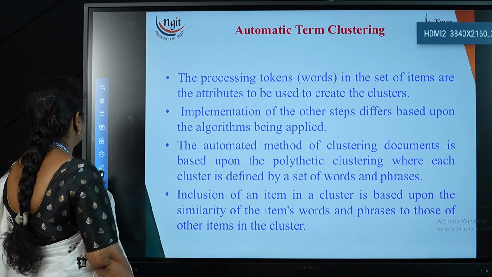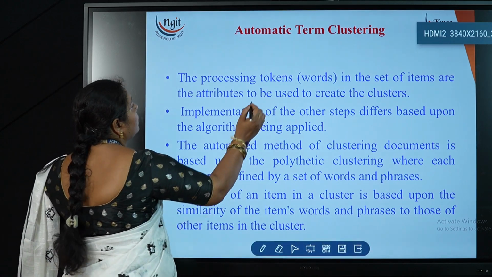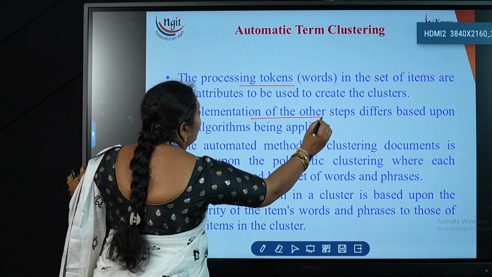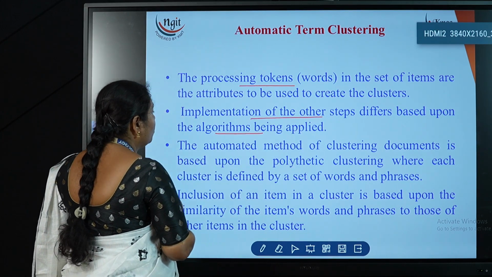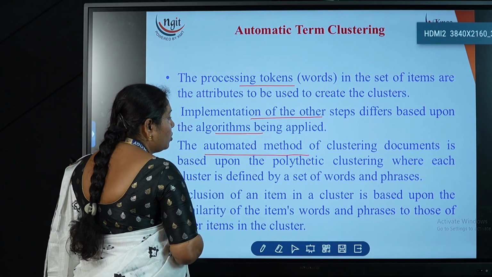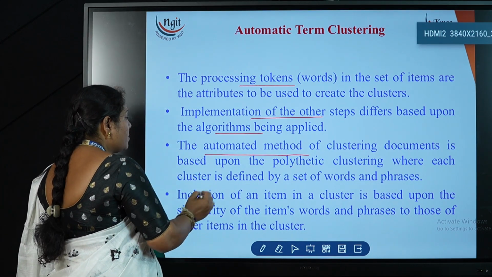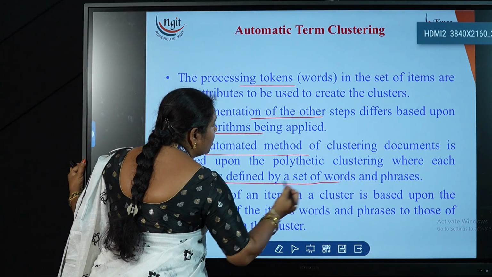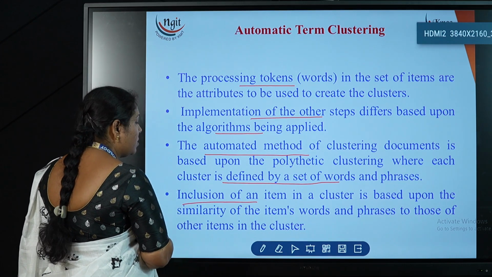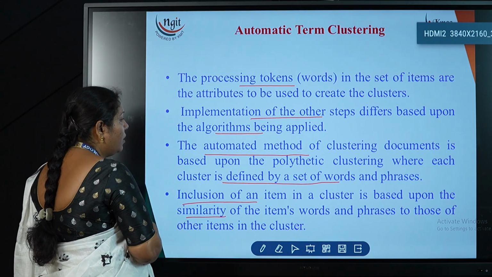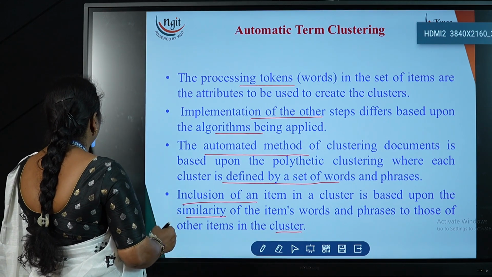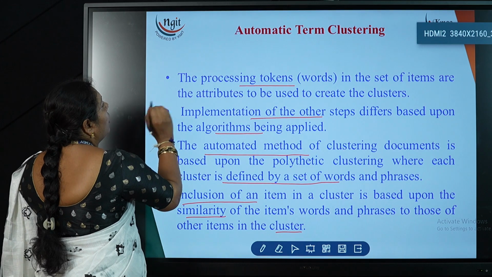The process starts with the collection of the tokens, whatever words we are using. Then you have to identify the other steps according to the algorithms you are going to use. After that, you have to automate the method for clustering documents using various algorithms, and decide what different sets of words and phrases you are going to add. Inclusion of an item in a cluster is based upon the similarity of the item to that particular cluster. Okay.